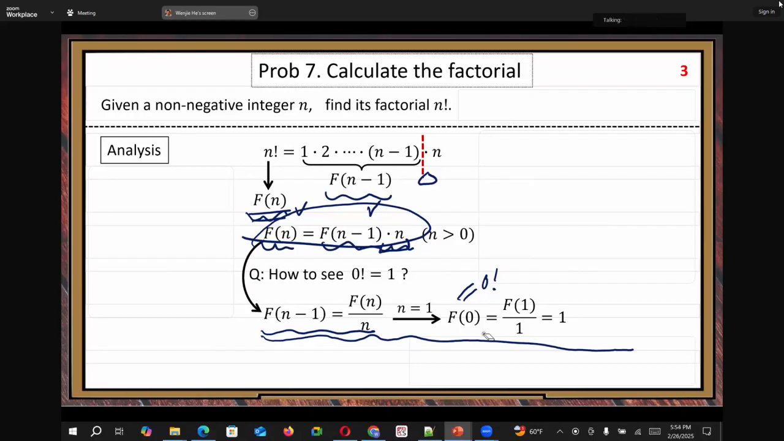Second explanation. Because we are computer science students, we have a lot of programming experience. So here, I want to use our programming experience to explain why it also makes sense that 0 factorial equals 1, not 0.